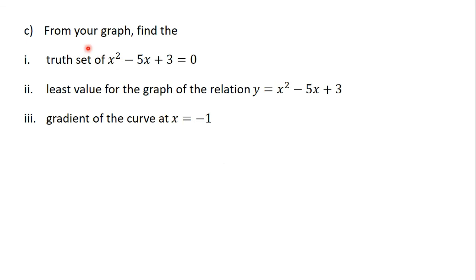Part C of the question says that we should use the graph to find (i) the truth set of x squared minus 5x plus 3 is equal to 0, (ii) the least value for the graph of the relation y is equal to x squared minus 5x plus 3, and (iii) the gradient of the curve at x is equal to minus 1. We are going to do this in the next video.